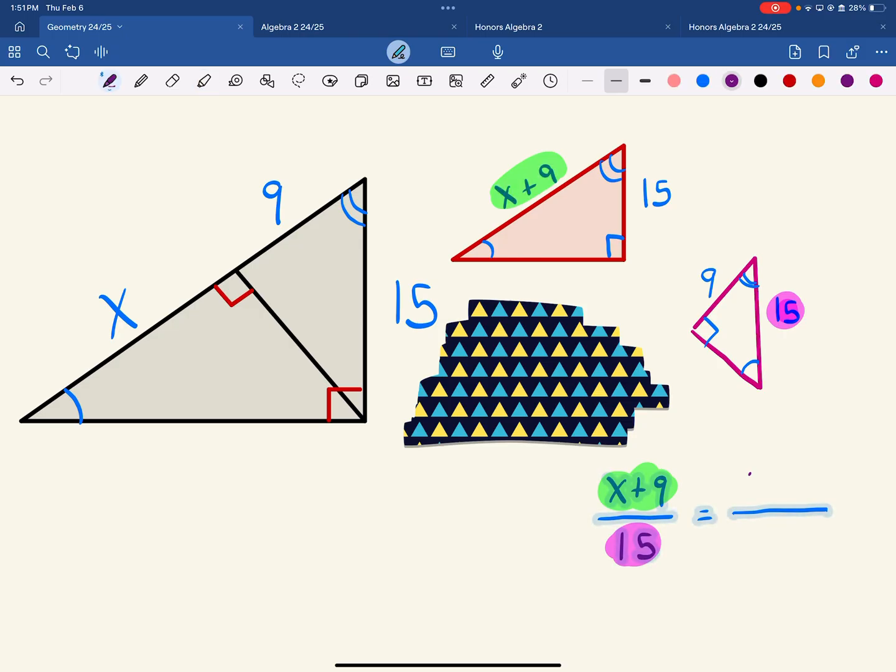Now we're going to put the next 15 from the top one. Okay, we want those to be in kind of the same triangle. And now it's the only other side that's left, which is 9, which comes from right there. Okay, so the green tops are from the one triangle, the bottoms are from the other triangle.